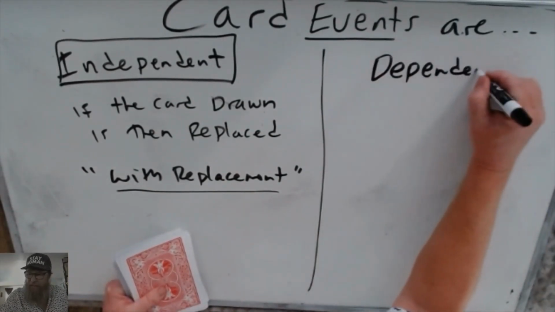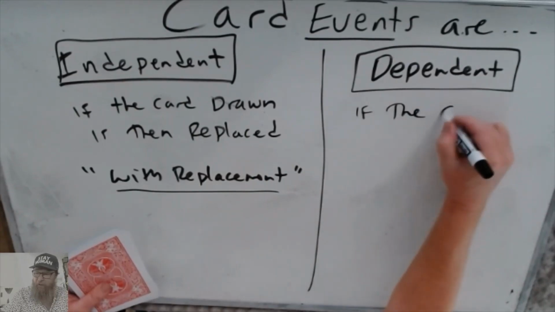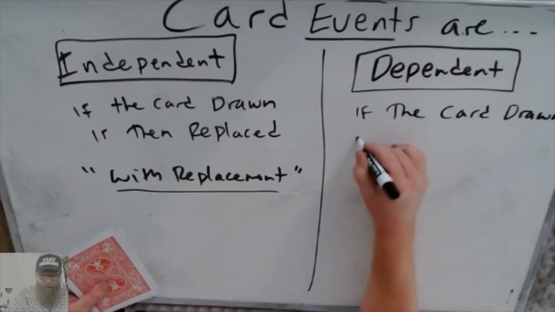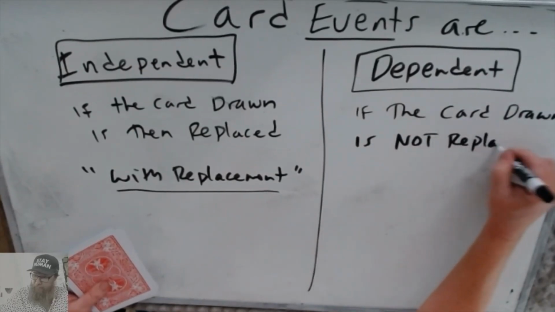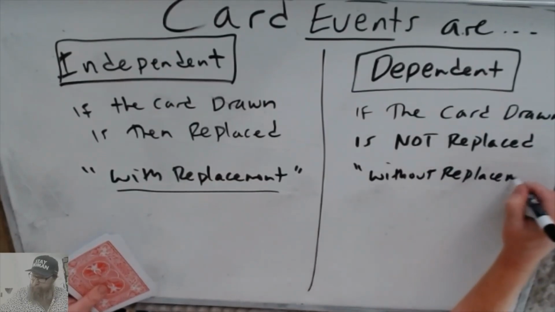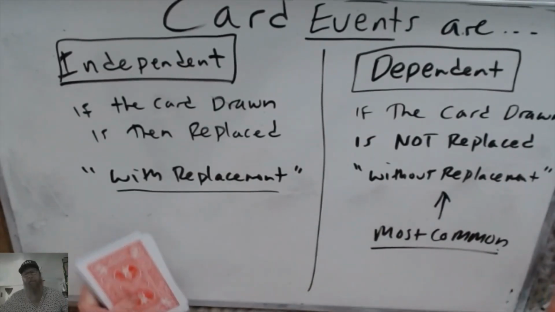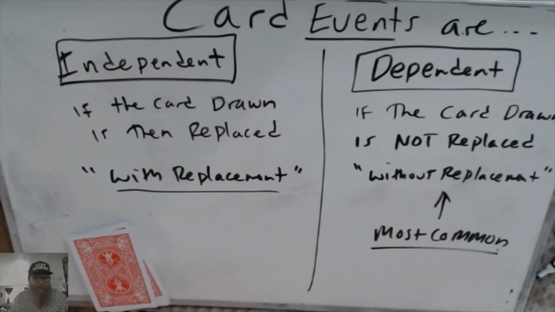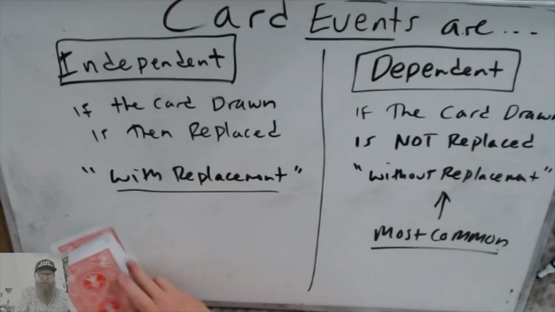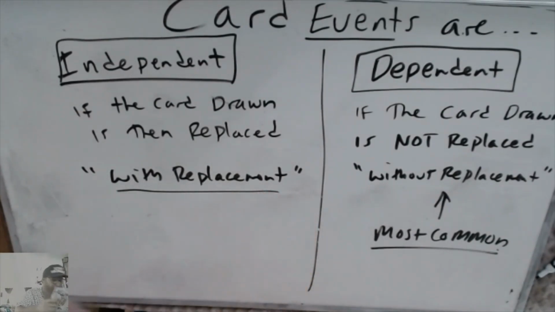They are dependent if the card drawn is not replaced. So this is what's called without replacement. This is the most common. When you go to a casino or you play a game of cards, most card games you don't hand out the cards and then put them all back in the next hand. I mean, if you put them all back, you're now starting a whole new game. So each time that a card is drawn, it's not put back in the deck and recalculated.